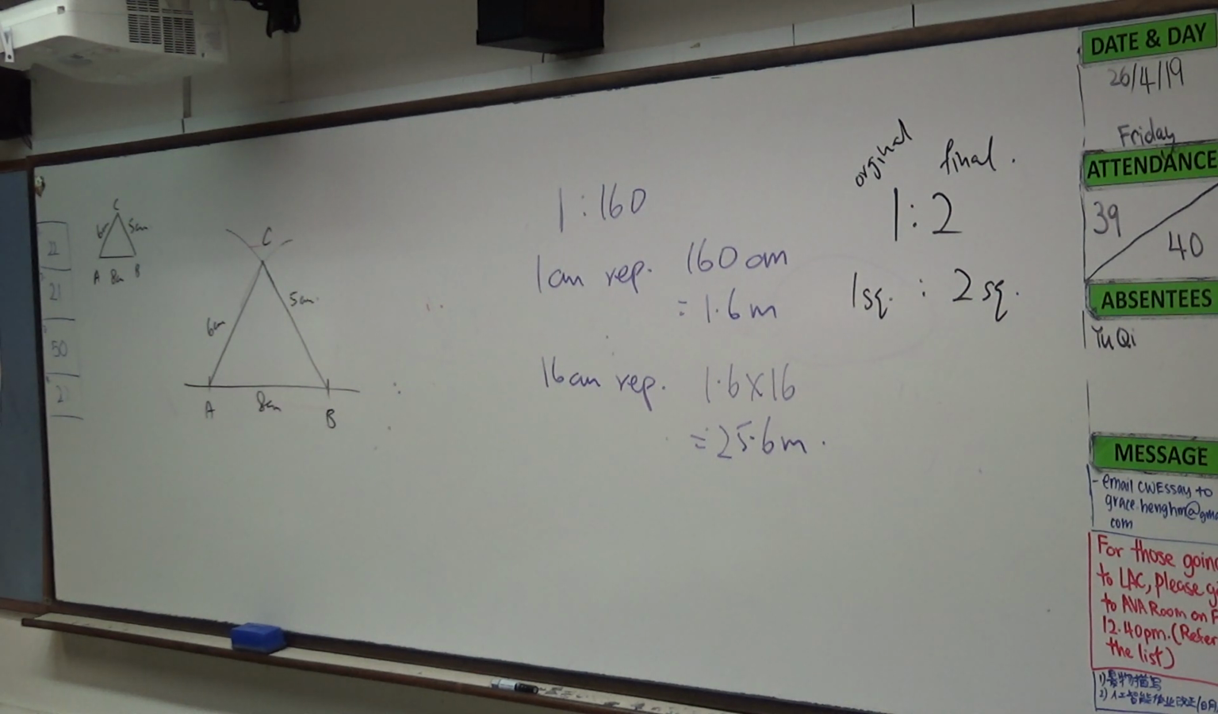Now, the scale drawing in the space below shows the positions of the towns A, B, and C. A is due north of B and C is due east of B. Given the angle BAD is 80 degrees and angle BCD is 65 degrees, find and label the position of the town D. Okay, let's do the first part first.